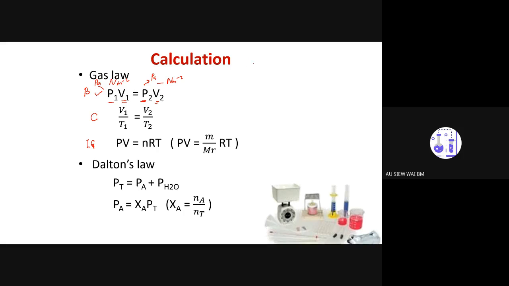And then, do you know the conversion of the unit? 1 liter equals 1 dm^3, and 1 ml equals 1 cm^3. Please remember this. After that, all the conversion units of the pressure, do you remember? 1 atm equals 760 mmHg or 760 torr. Please remember this.